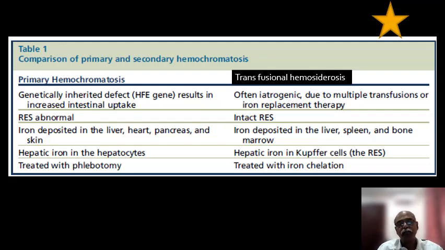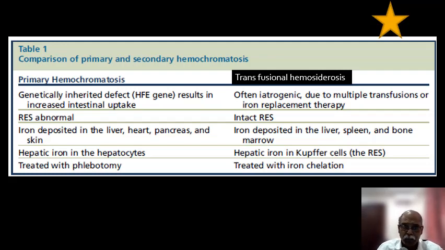Of course, you can't see. So if you remember that heart is predominantly more involved in primary hemochromatosis and pancreas is more involved in primary hemochromatosis, whereas in transfusional hemochromatosis, which is the most common form of hemochromatosis which you get to see and which you are asked to evaluate by MRI, in transfusional hemochromatosis, liver, spleen, and marrow, these three are mainly involved.